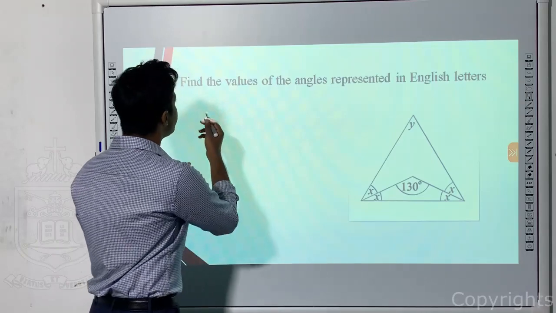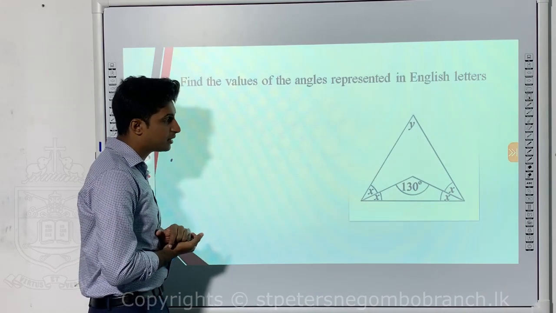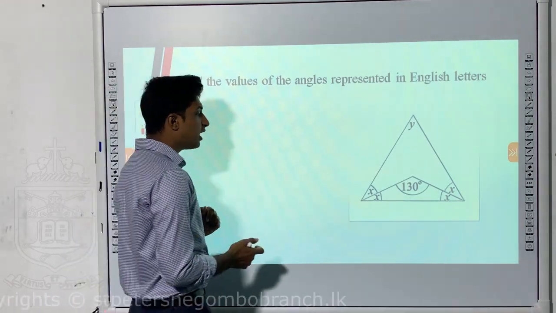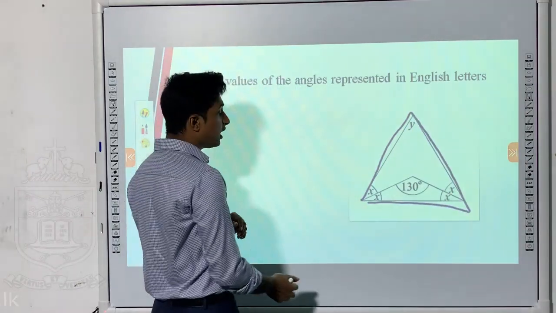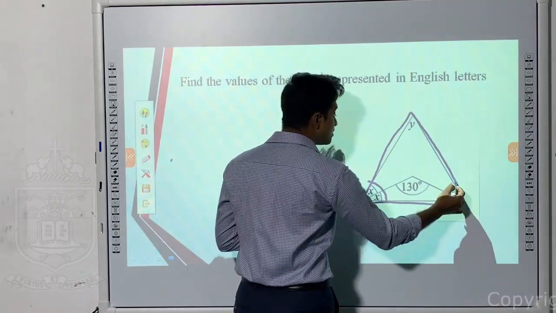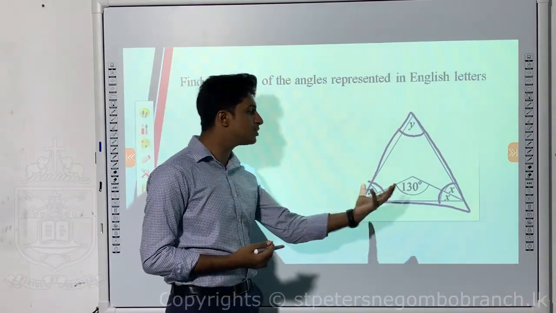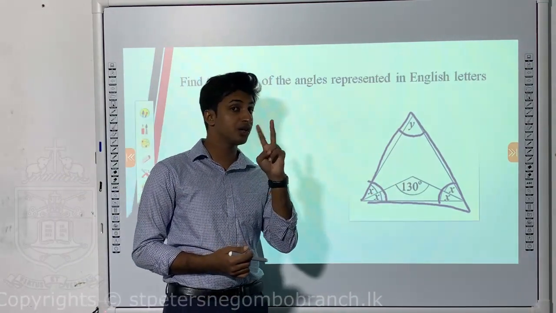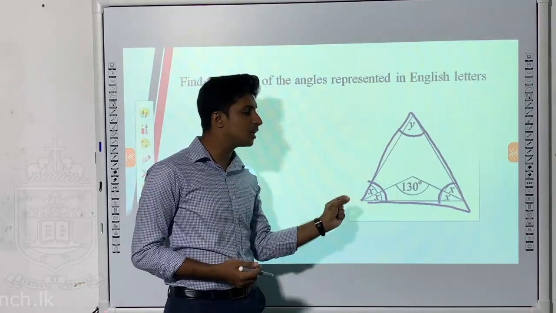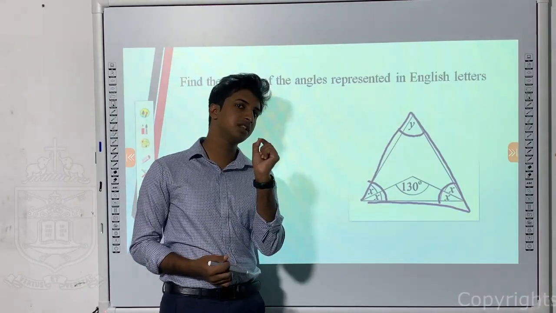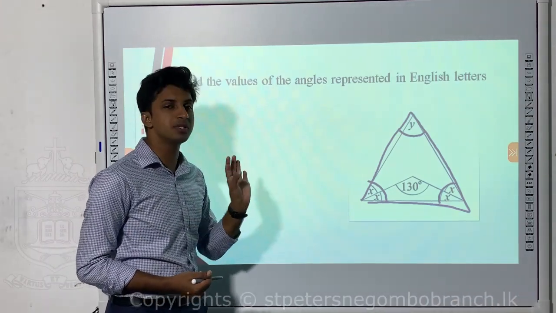So now here, find the values of the angles represented by English letters. That means you have to find the value of x and y. Now consider this entire triangle. This is 2x, this is also 2x, but this is y. I can't use two unknown terms in one equation. So when you look at a question like this, the first thing I have to do is find either y or x. The easiest letter to be found at this position is x.